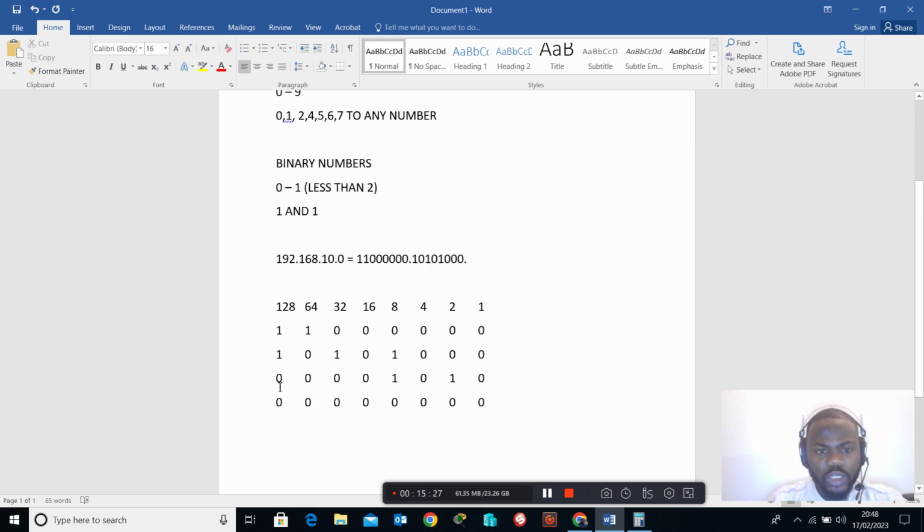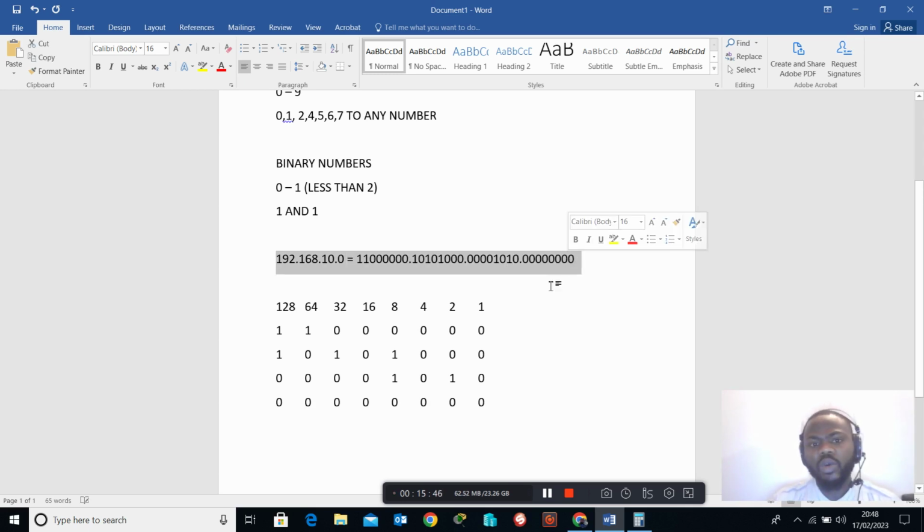10, which is this, is 00001010, and 0 is 00000000. Is that it? 1 2 3 4 5 6 7 8. That's it. So this is the binary conversion for this. We have just done it. So this is the answer for that.